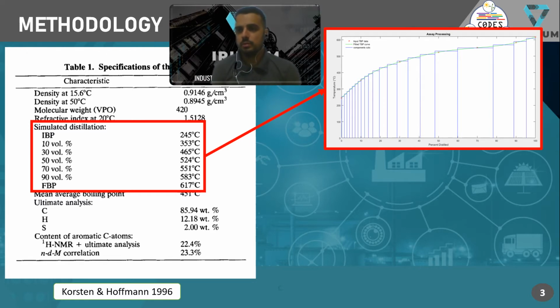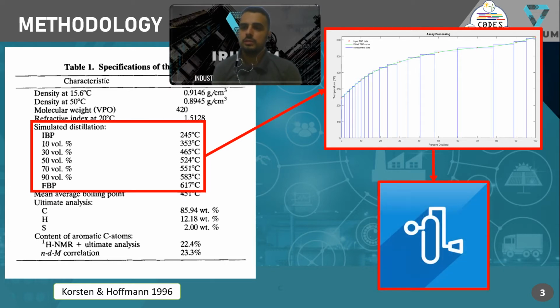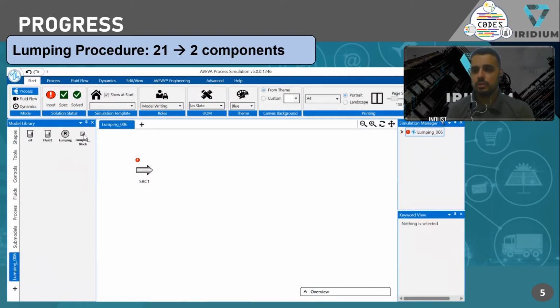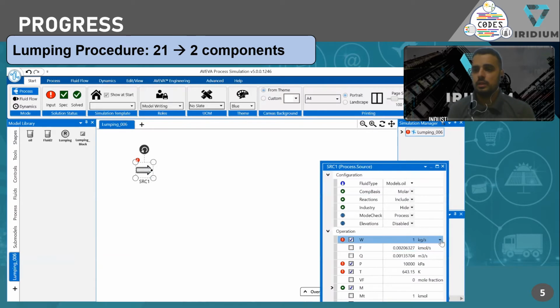Since the pseudocomponents were characterized, we move on to the next step of this work, which is the Aspen process simulation. In this step, we convert the whole 21 pseudocomponents into two specific HDS process pseudocomponents, sulfur and sulfur-free oil. We add the source model to the canvas, then we drag the oil fluid to the source and set the process variables.